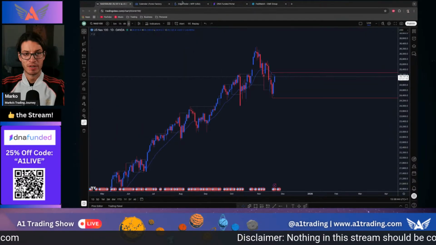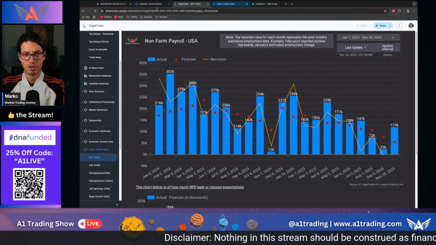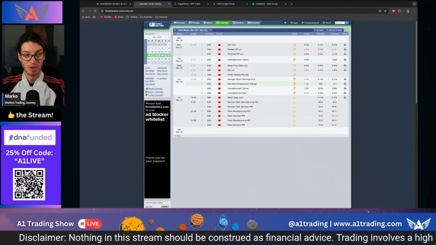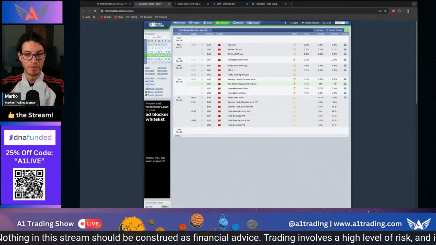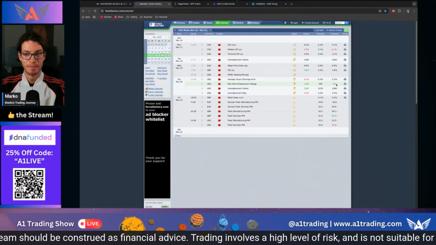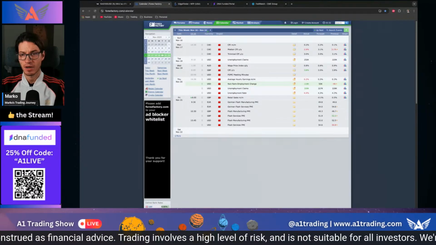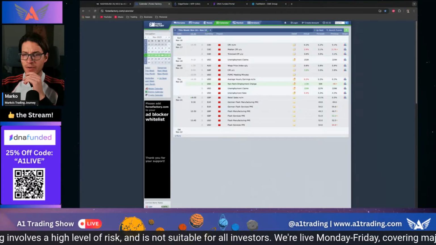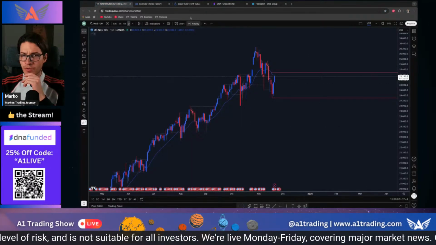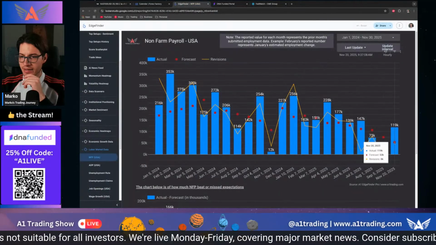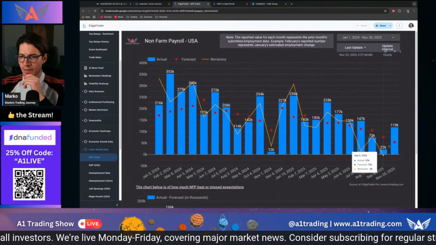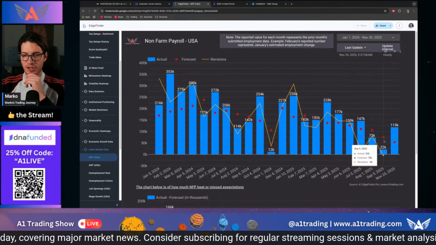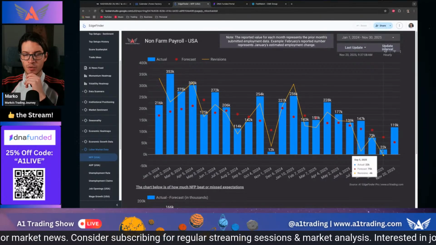That's pretty weird, because the beat is pretty substantial. From 53K to 119K. The revision for the previous number was only minus 4K. That's a pretty small revision. Oh, no, so it's actually revised from 22K. Okay, so that is interesting. So the revision is actually minus 4K and it was 22K.